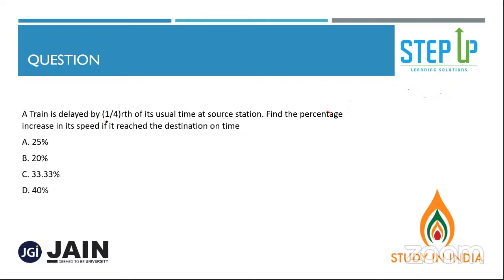A train is delayed by 1/4 of its usual time at source station, right? So 1/4 of its usual time at source station. It means that the train would have reached at 3/4 of its usual time. Do you agree with this?